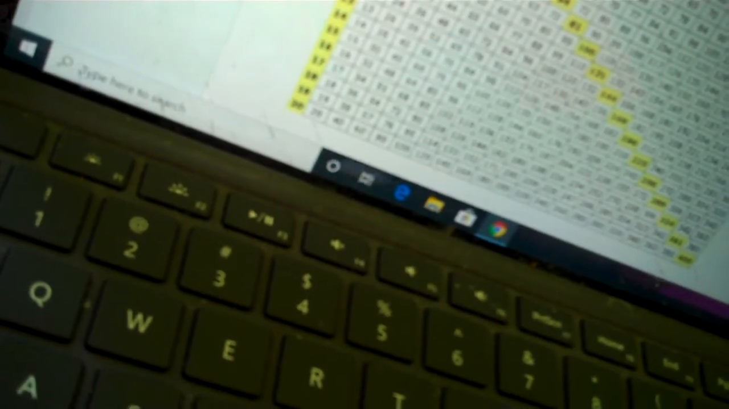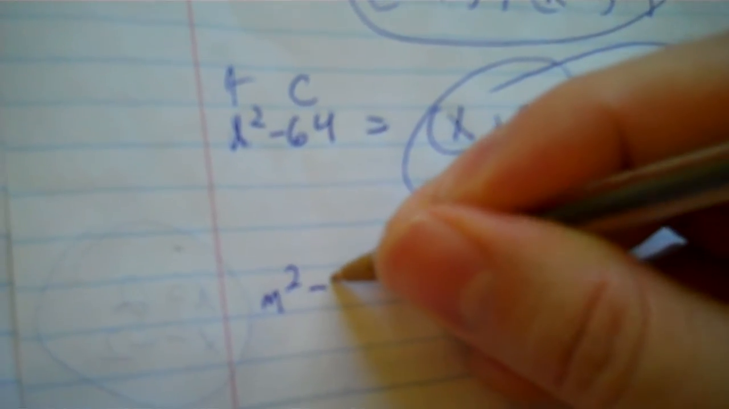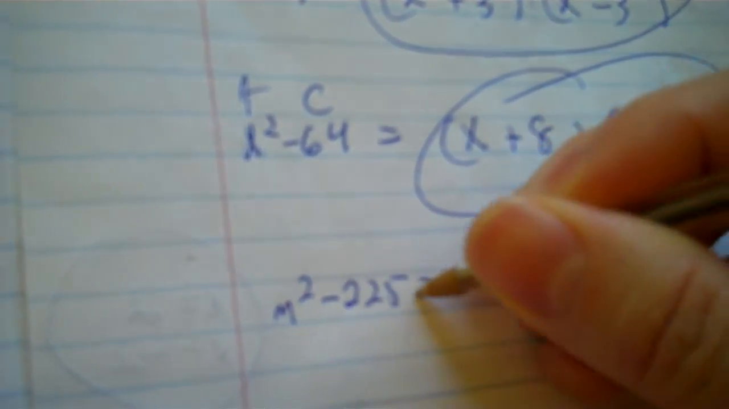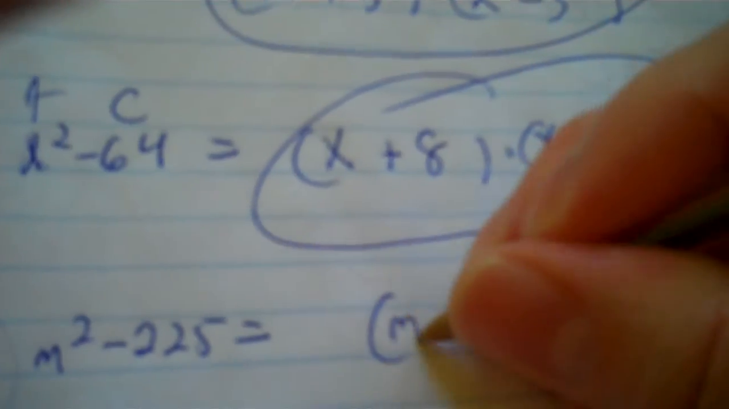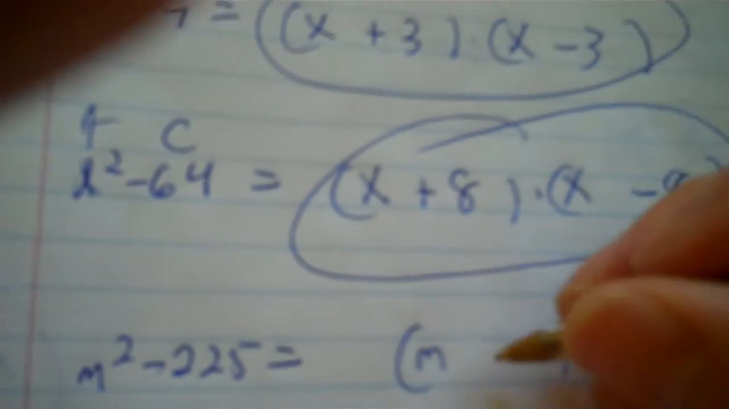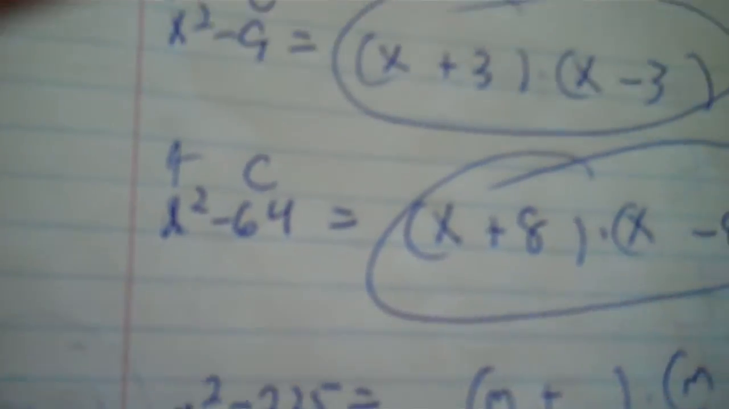Okay, really it goes pretty rapidly. Okay. All right, m to the second minus 225, my bad. You're not trying to solve the equation. You're trying to find out what two parentheses could multiply to that. So m to the second, we know that that's m times m, and then we have a minus, so it's a positive times a negative, and 225, go look at your table, and there's 225, that's 15 times 15.